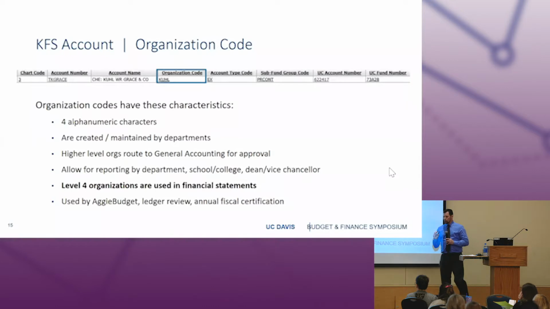So when you do your KFS transaction, you have a chart, account, and object code. But that account has a whole wealth of information behind it. And one of the things behind it is the organization code, because in order to set up an account, you need to know what organization you're going to put it in. So here are some characteristics regarding the organization. The key takeaway here is level 4 organizations are used in financial statements. And you're going to be using orgs in Aggie Budget. It's used in Ledger Review. And then there's this annual certification that takes place.